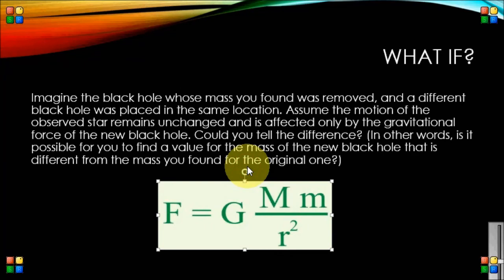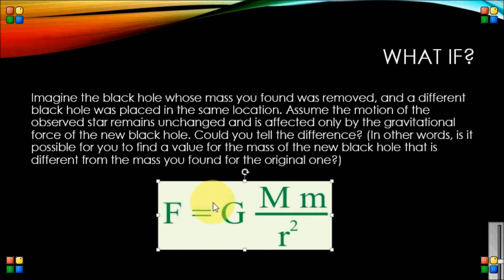The what if question states, imagine the black hole whose mass you found was removed and a different black hole was placed in the same location. Assume the motion of the observed star remains unchanged and is affected only by the gravitational force of the new black hole. Could you tell the difference? To answer this, all I really need to do is show you the formula, Newton's law of universal gravitation.